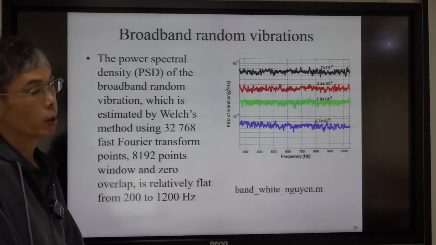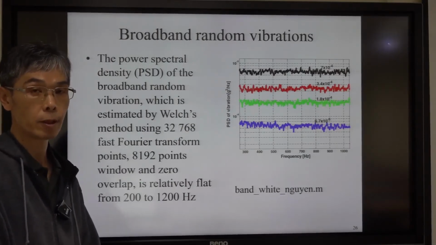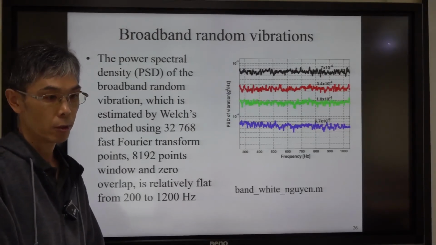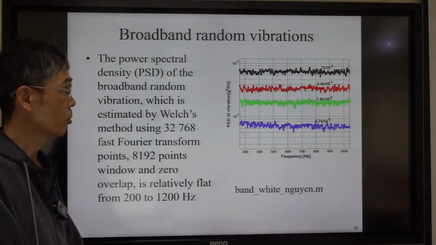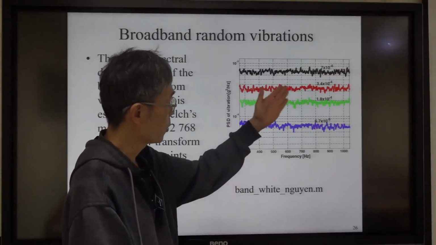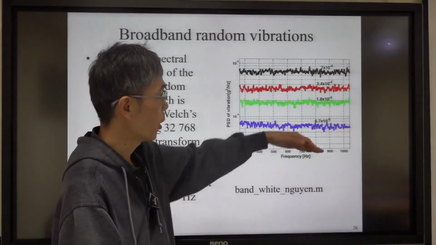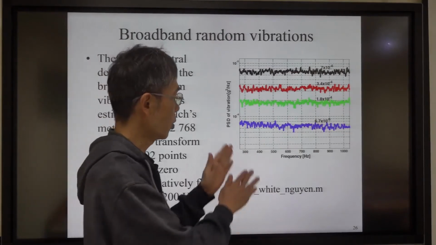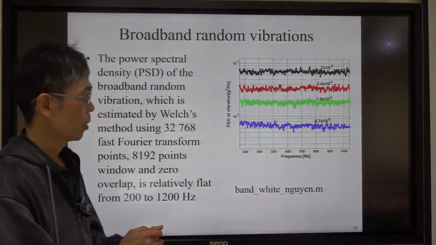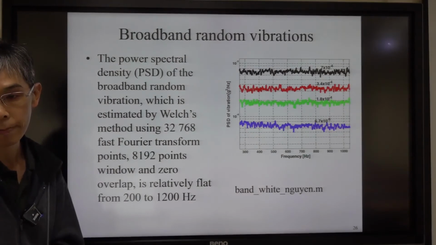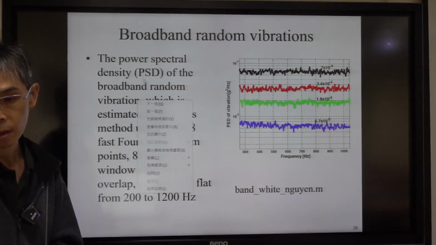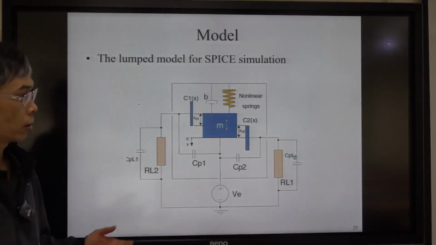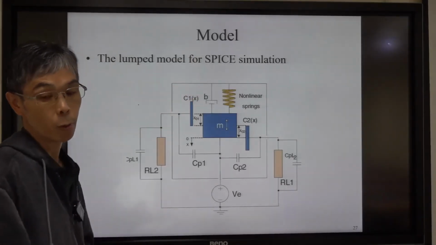For the shaker, we can use harmonic frequency input, but in reality, the vibration source could be random. So say this is the white noise. We have different levels of the white noise, and they spread out. They have almost all frequency components. So this is the broadband random vibration, and we test the device also using that white noise.